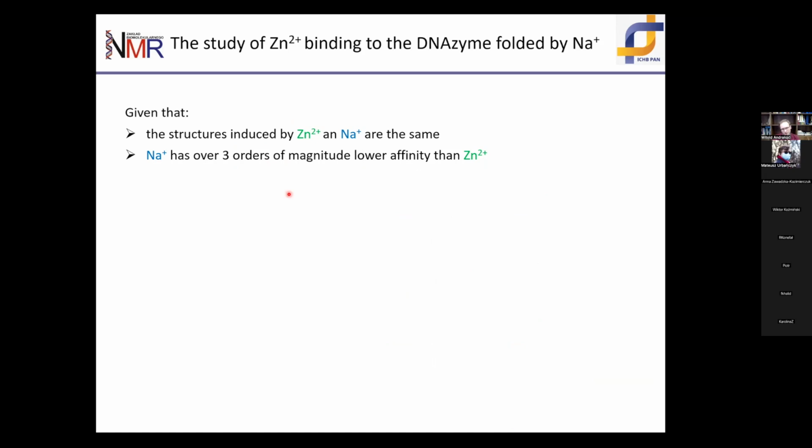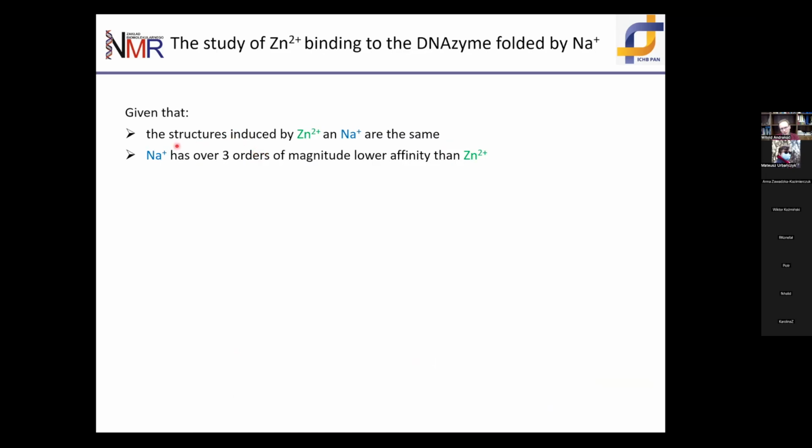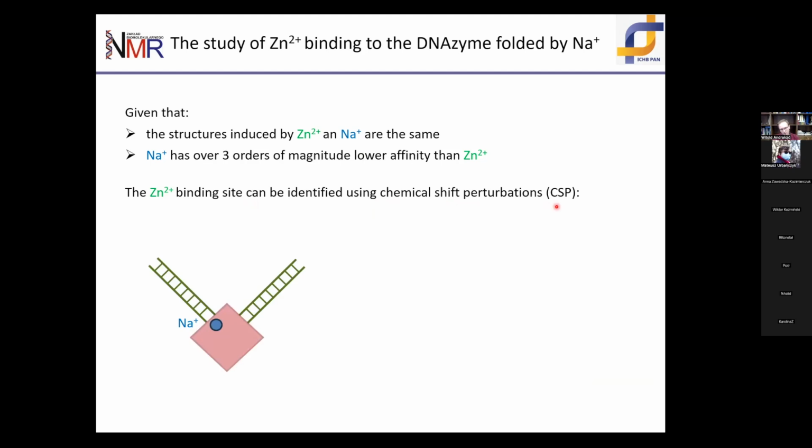Because there is one other thing that this conclusion allowed us to do. Now we know that both sodium and zinc induce the same structure, but sodium has a much lower affinity than zinc. Zinc is micromolar, sodium is millimolar. And this allows us to try to study the zinc binding site using chemical shift perturbations. Because usually, when you want to study interactions with something that cannot give you NOEs, like a metal ion, you just titrate it and see which chemical shifts in the molecule are changed upon metal binding.